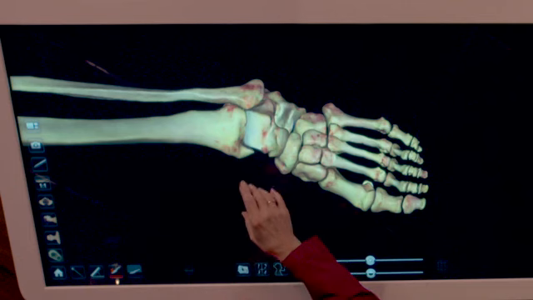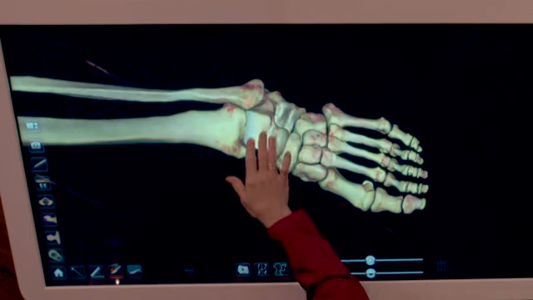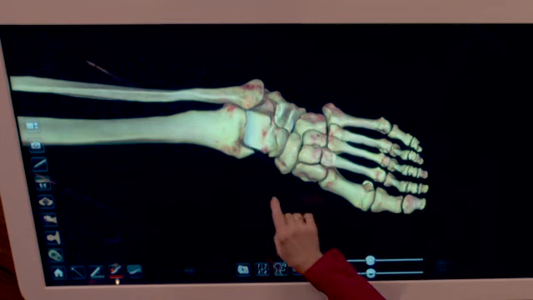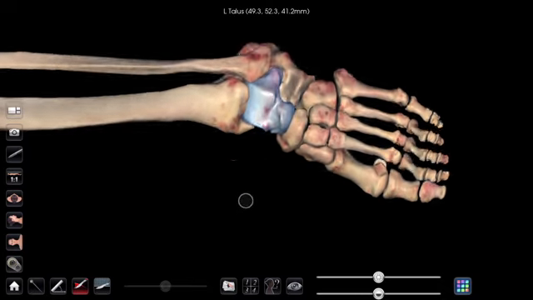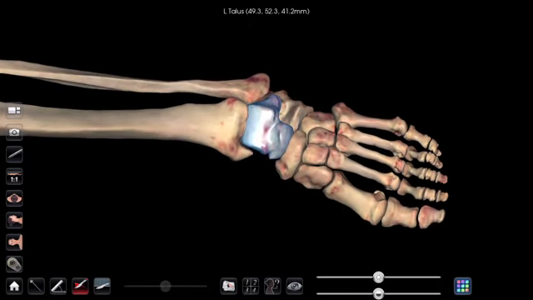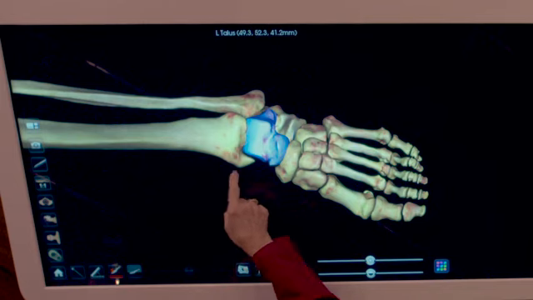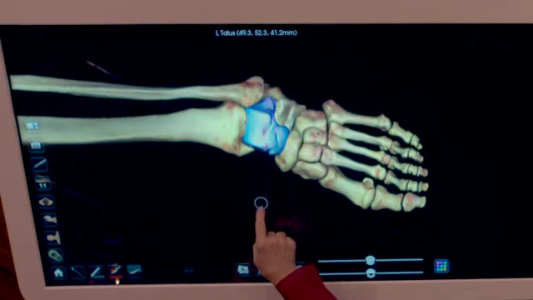Moving down to the skeleton of the foot, we see 7 tarsals, 5 metatarsals, and the phalanges. Among the tarsals are the talus, and that's the one that's flanked by the lateral malleolus of the fibula and the medial malleolus of the tibia.